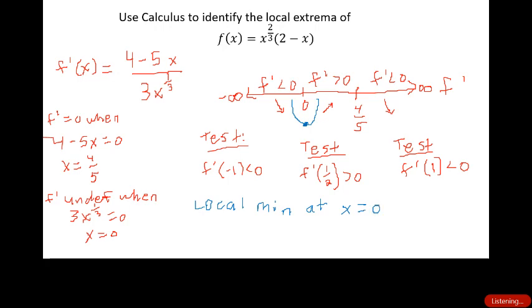Then here at 4/5, the function went from increasing to decreasing. So here at 4/5, that is a local maximum. So there is a local max at x equals 4/5. Remember, do not assume that the derivative will always change signs. You do need to plug in the test point, and you do need to see whether the derivative actually does change signs.